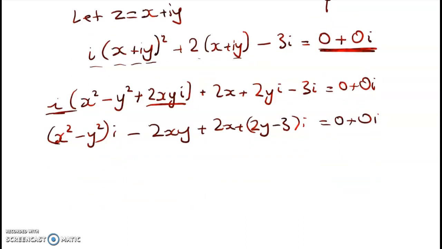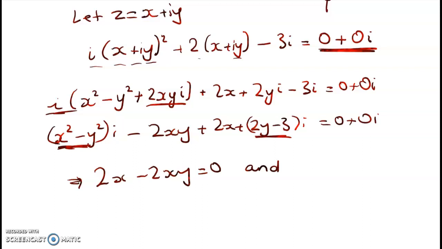So the real part is quite short. We've got 2x minus 2xy is equal to 0. And we have to have both of these things being true. And then we have to have the imaginary part being true.